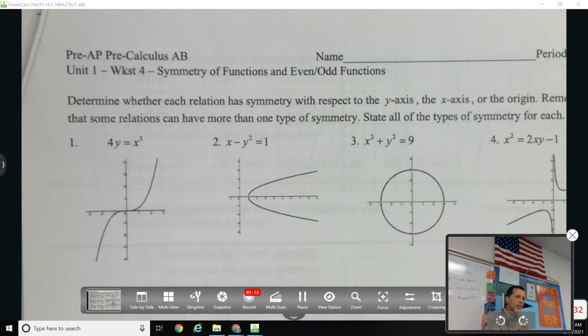Determine whether each relation has symmetry with respect to the y-axis, the x-axis, or the origin. So y-axis just means it's mirrored across the y-axis. X-axis means it's mirrored across the x-axis. What does origin mean, though? That's always the tricky one.